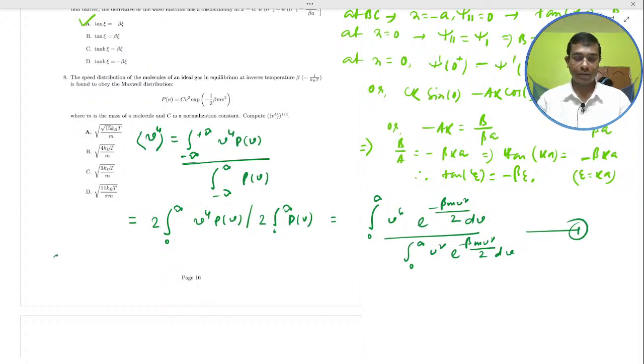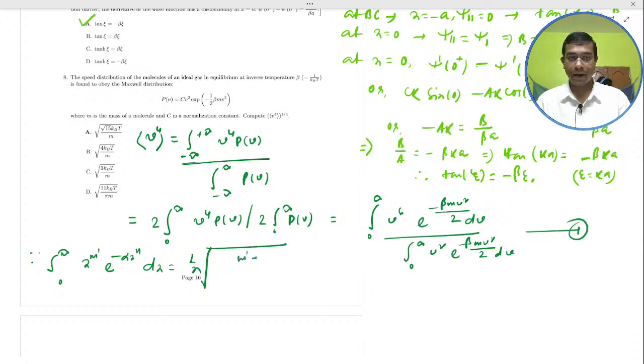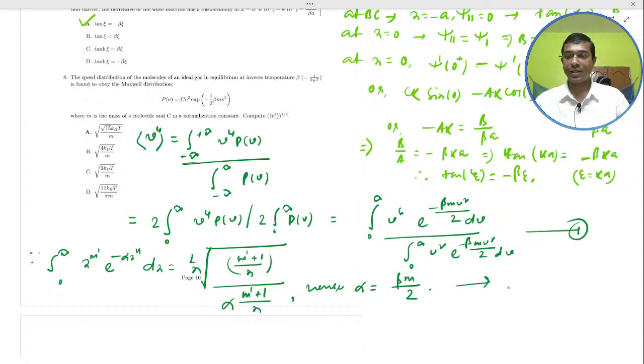Next, the standard integral: 0 to infinity x to the power m dashed e to the power minus alpha x to the power n dx. This is the standard integral that would become 1 by n gamma of m dashed plus 1 by n, divided by alpha to the power m dashed plus 1 by n. Here the arbitrary constant alpha is beta m by 2. This is the standard integral.